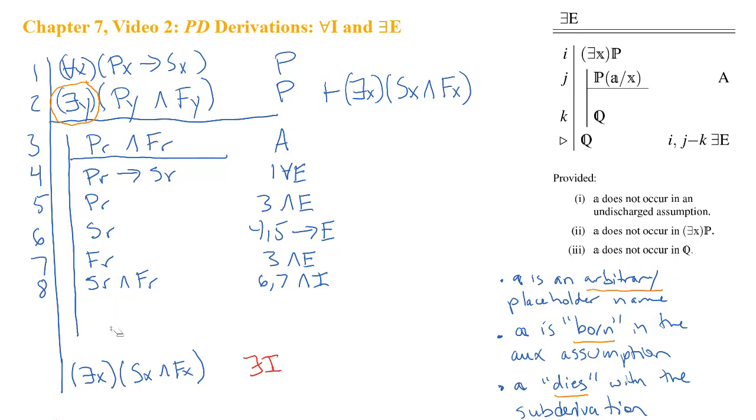Typically, but not always, you get rid of the constant introduced here by reintroducing a new existential. So we've supposed the name Ralph, and we need to get rid of that name. Well, if, based on our auxiliary assumption, Ralph is strange and Ralph is frightening, then there's someone who is both strange and frightening. We can do an existential introduction, which carries no restrictions. And now we have in line 9 a formula that no longer contains the constant r, the one that was introduced as a placeholder name in the assumption of line 3.